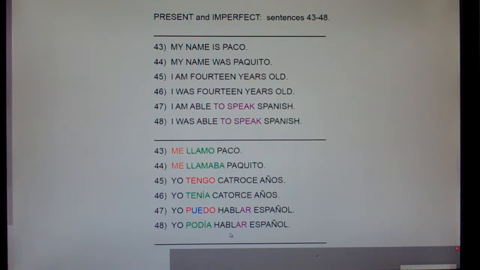Now, if you're having trouble with the idea of going back to the infinitive, I want you to type in Fred Flintstone or imperfect, and there are several good clips explaining to you that when you want to form the imperfect, you go back to the infinitive, chop off the AR and add aba, and chop off the ER, IR, and add a form of ia. All right, this has been present and imperfect sentences 43 through 48.